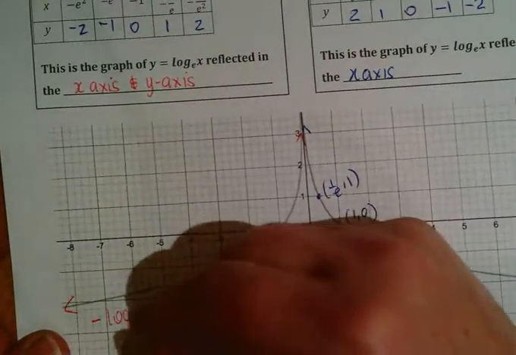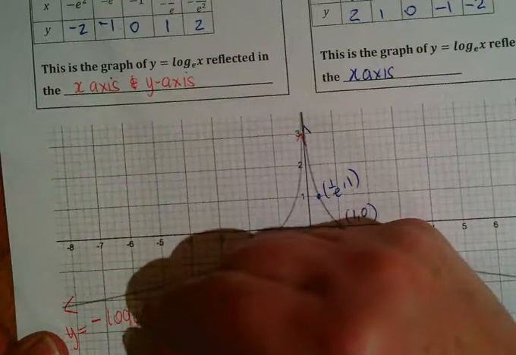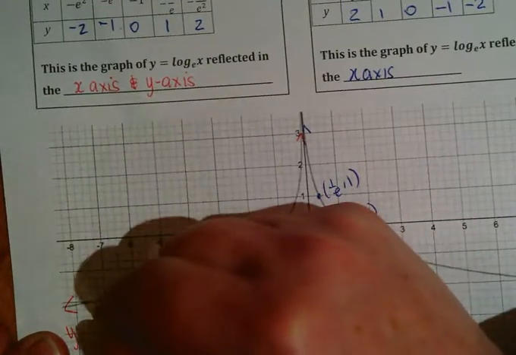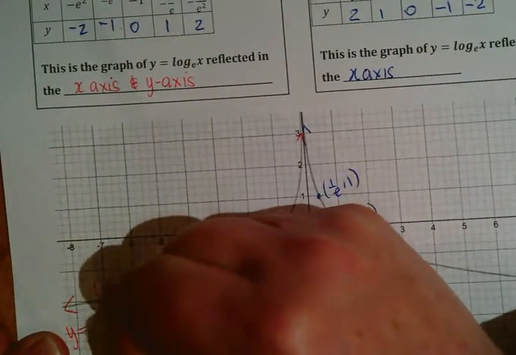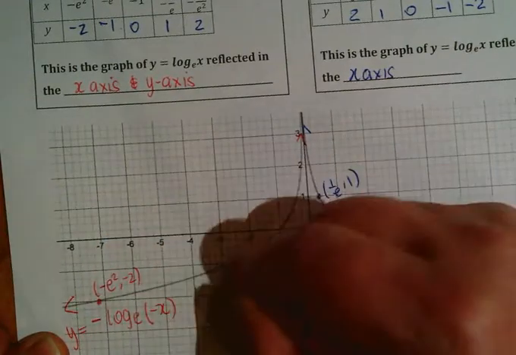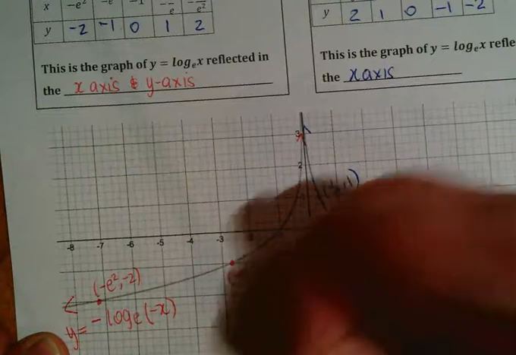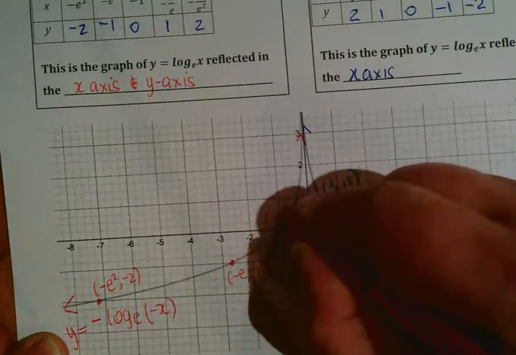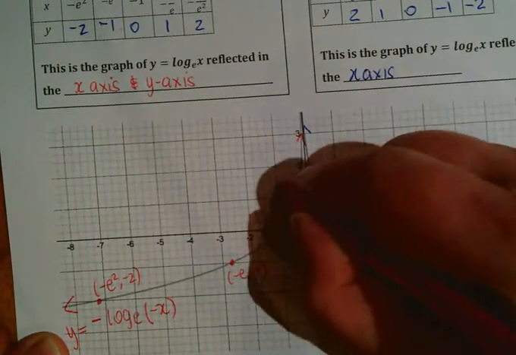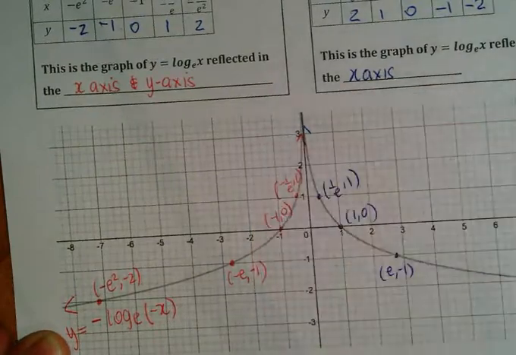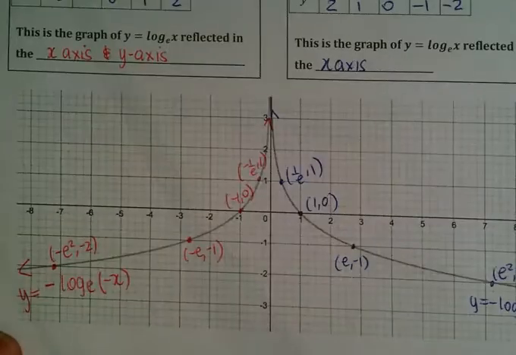So this is, oh sorry, this is y equals negative log to the base e of negative x. Might want to just plot a few points: negative e squared, negative 2. Here we've got negative e, negative 1. Here we've got negative 1, 0. And here we've got negative 1 on e and 1. Okay? And that's the end of that booklet.